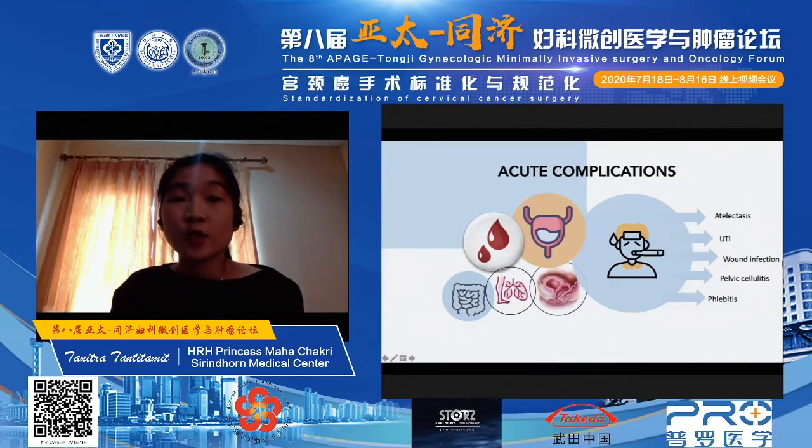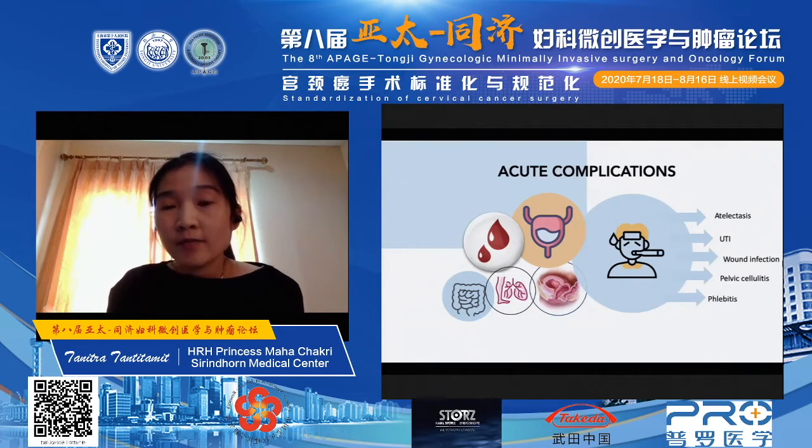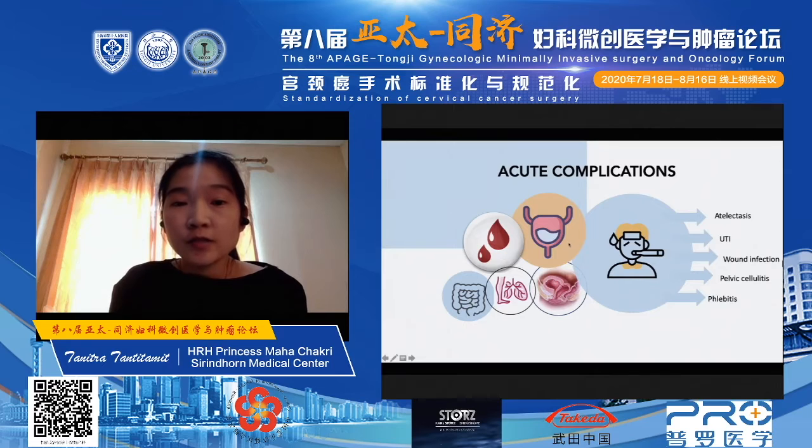Acute post-operative complications usually means the complications occur within 30 days after operation. The most common complication is febrile morbidity or fever. It can occur from pulmonary infection, atelectasis, urinary tract infection, wound infection, pelvic cellulitis, or fasciitis. Bladder hypotonia is also nearly universal, and I will discuss this problem in detail later.